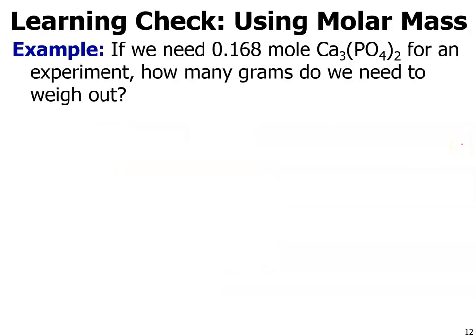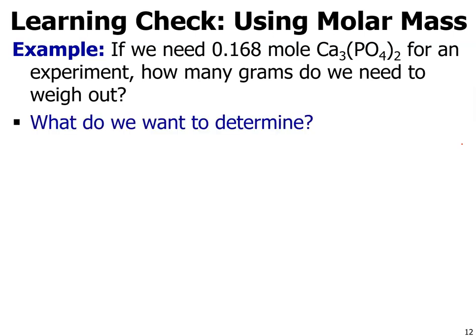All right, so I'm going to have you do a problem here where you're going to calculate: if we need 0.168 moles of calcium phosphate for an experiment, how many grams do we need to weigh out? So you should be able to complete this on your own. I'm going to remind you, what do we need to determine? Every time you're solving these problems, what is your outcome going to be? We want grams, right? So grams is going to be really important because you will need to find a conversion factor that is going to provide grams for you.